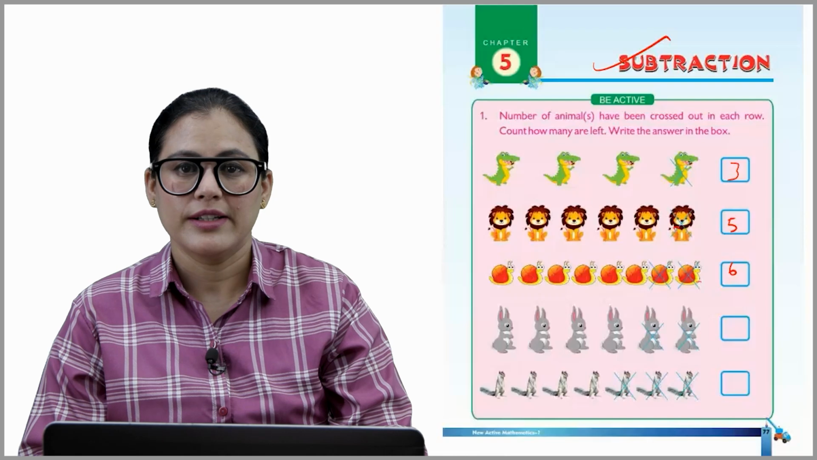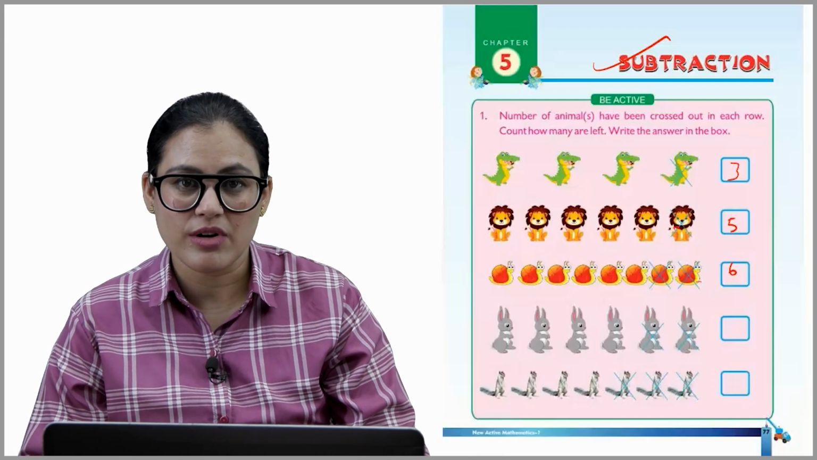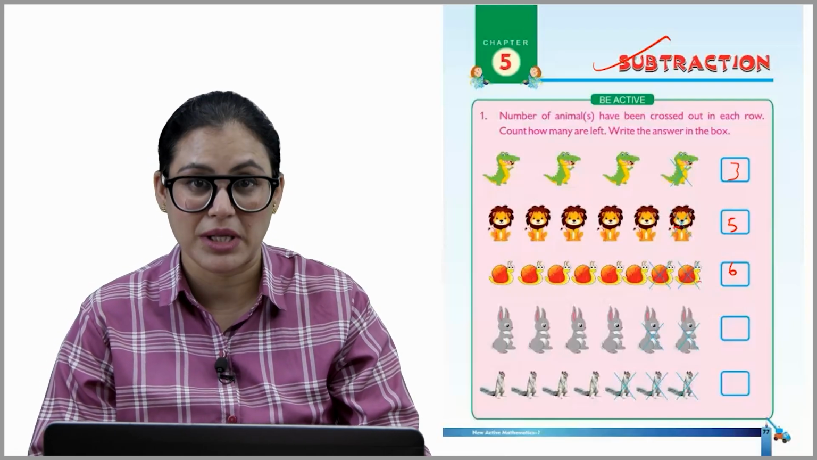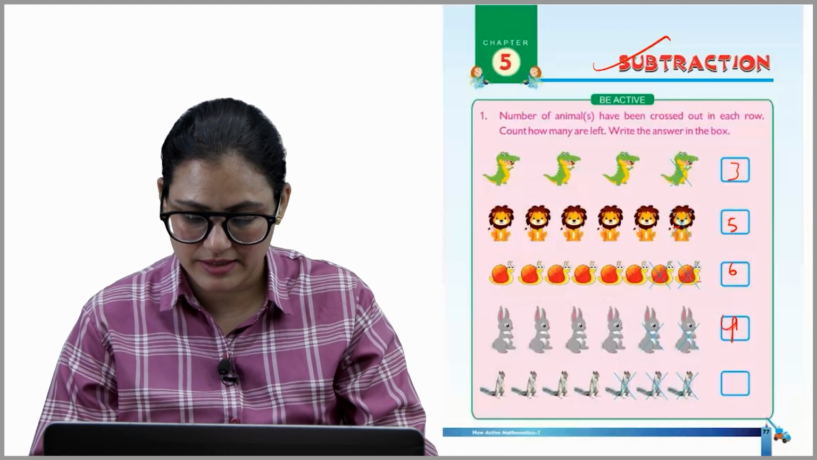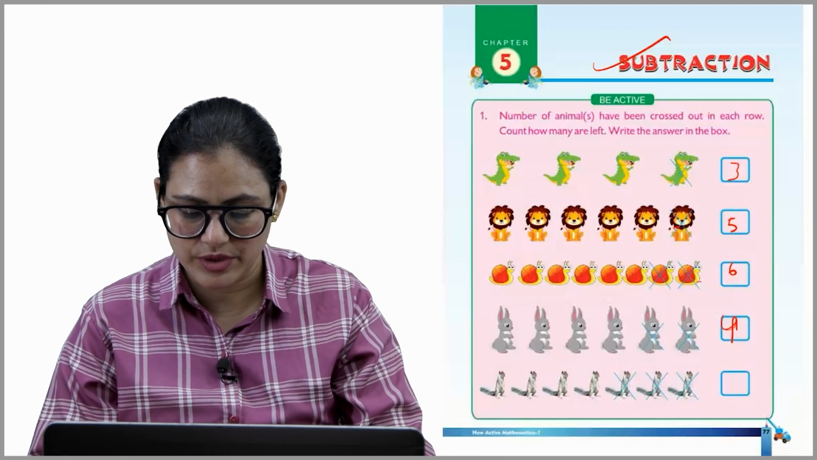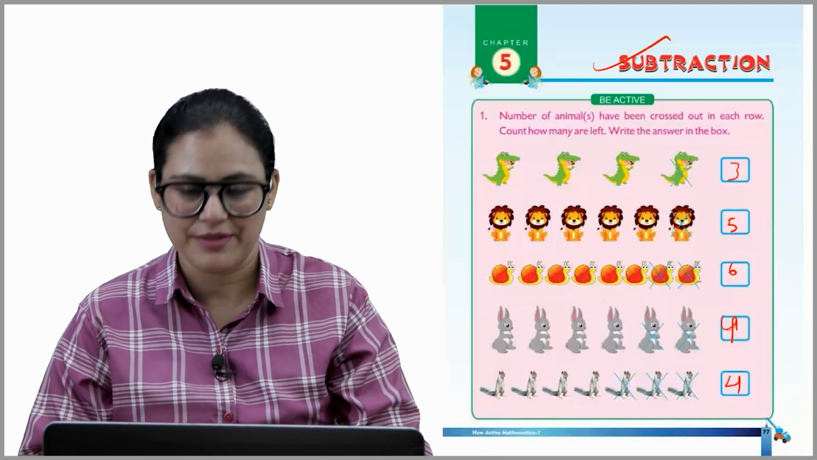Okay, here also 2 animals have been crossed out. So let's count the remaining ones. 1, 2, 3, 4. 4 animals are left.